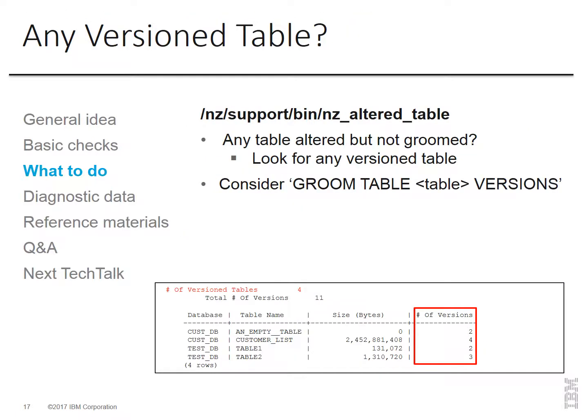Is there any table used by the slow query that was altered but not groomed? PDA allows multiple version tables, but these are internally treated as views. When you query such tables, Optimizer will generate plans against views, and depending on the operation, you may end up with a bad plan. Use the nz_altered_tables script to find out if any version table exists on your system. If there is a version table, consider running groom table <table name> versions to get rid of any version table.